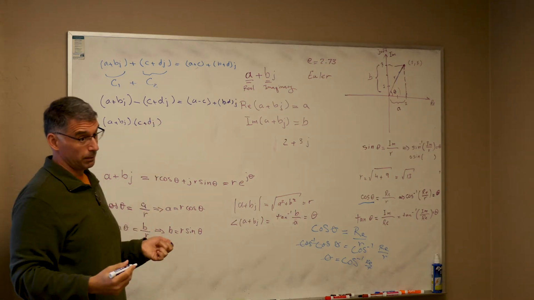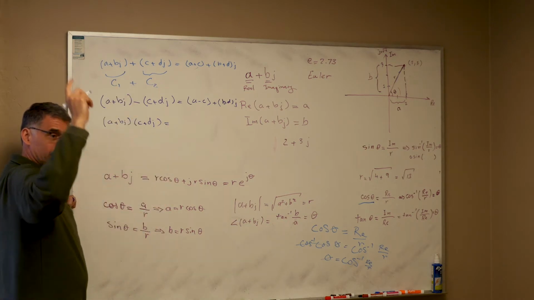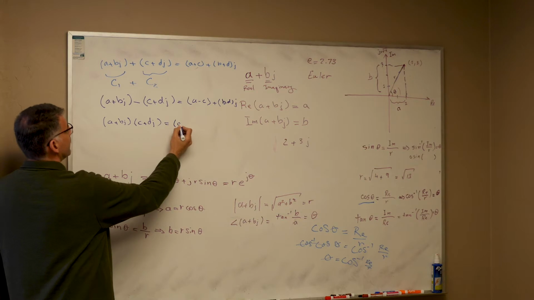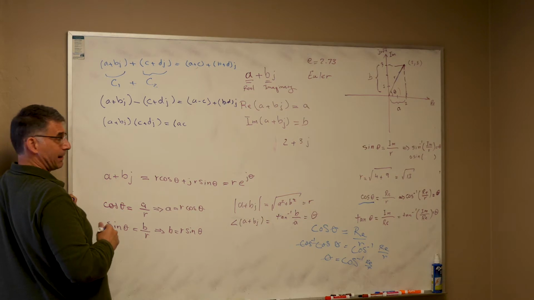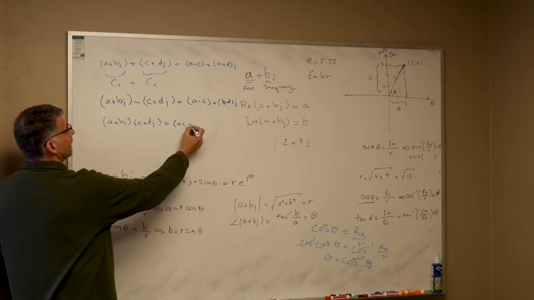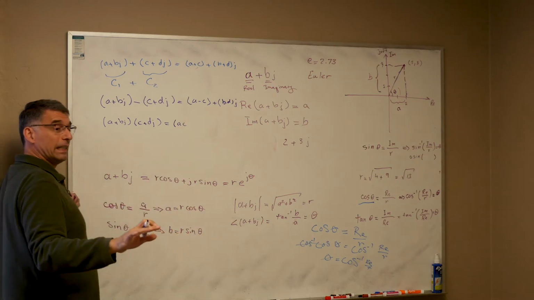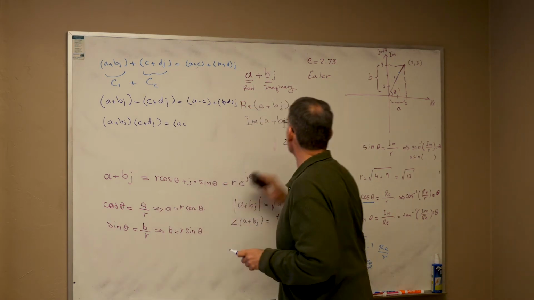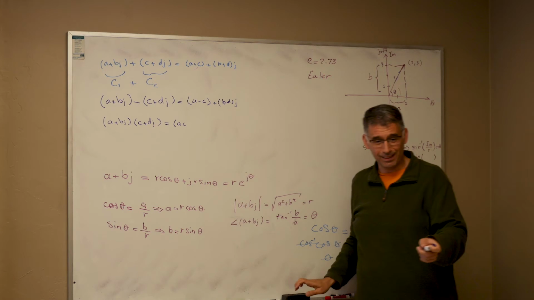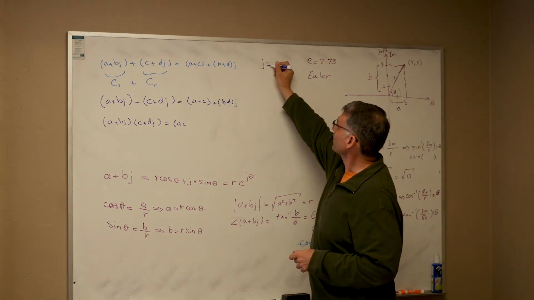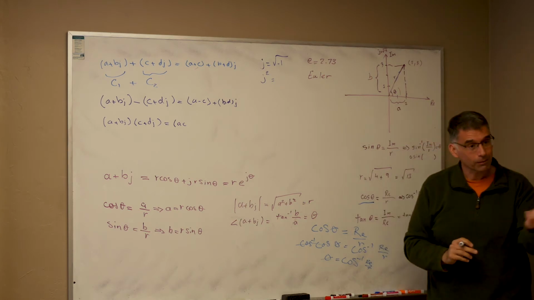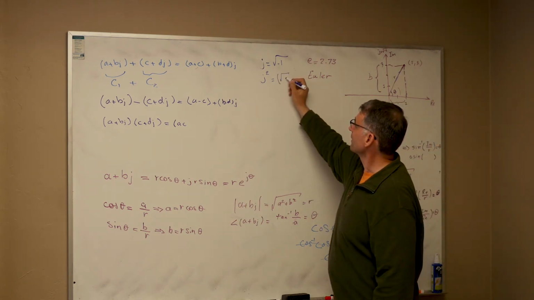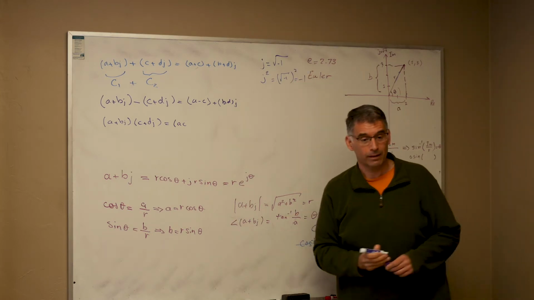Now, A plus BJ times C plus DJ. So now we're doing multiplication of complex numbers. The real part would be AC. Let's do the imaginary part first. If J is equal to the square root of negative 1, what is J squared? Negative 1.